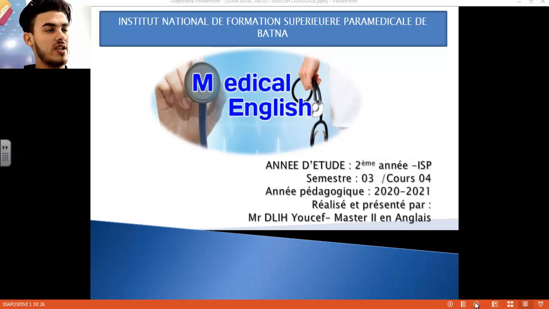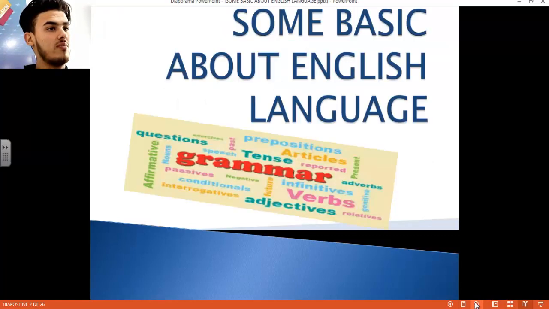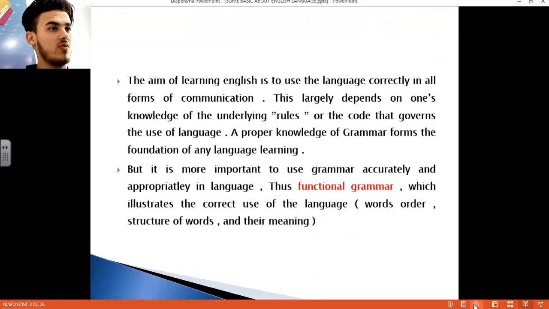Today we will change the topic a little bit and we will study some basics about the English language, or the grammar rules. So the grammar, as you know, is always needed to master any language. That's why the aim of learning English is to use the English language correctly in all forms of communication. This largely depends on one's knowledge of the underlying rules or the code that governs the use of language. A proper knowledge of grammar forms the foundation of any language learning. But it is more important to use grammar accurately and appropriately in language.